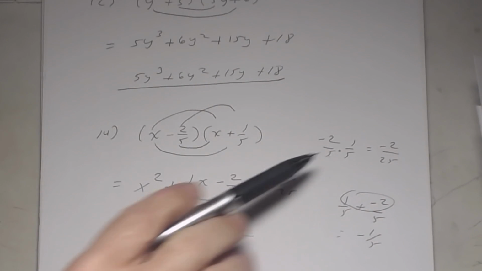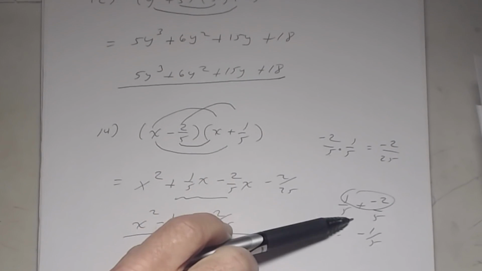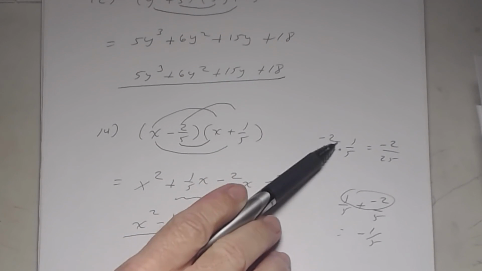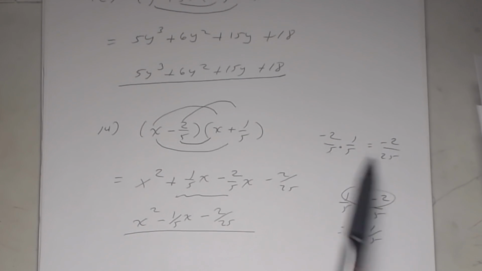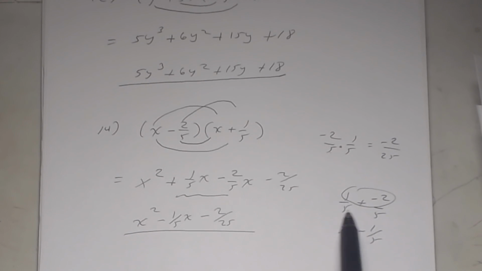All right. So remember, here you're multiplying fractions, here you're adding fractions. So when you multiply fractions, you multiply numerators together, multiply the denominators together. When you're adding or subtracting fractions, you have to first of all make sure your denominators are the same, and they are here. Then all you do is add their numerators together. So 1 and a negative 2 is a negative 1. So you get negative 1/5.